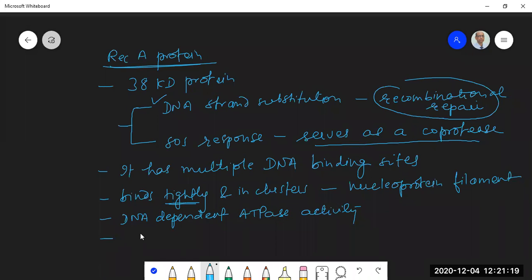In eukaryotes, in higher organisms, its counterpart is called RAD51 protein. RAD51 protein is the eukaryotic counterpart of RecA protein in bacteria.